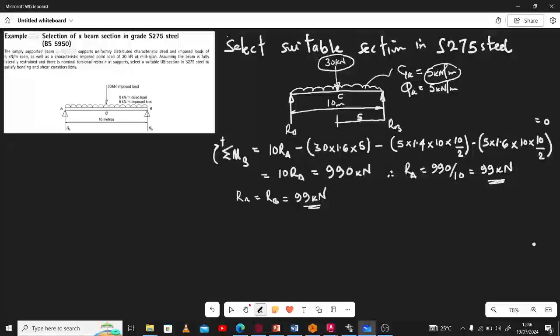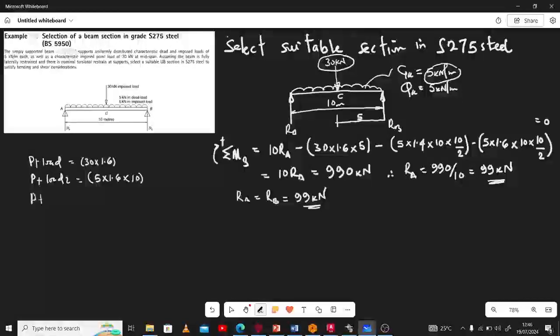This is what I mean. We already have a point load of 30 kilonewton, so you want to factor it: 30 kilonewton multiplied by 1.6. You have the other one, which is 5 kilonewton dead load and live load. Converting into point load, you have 5 multiplied by 1.6 multiplied by 10, the entire span.